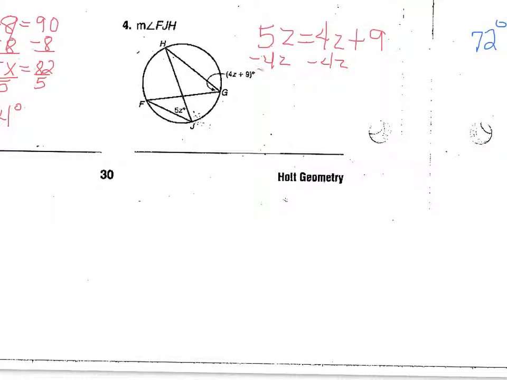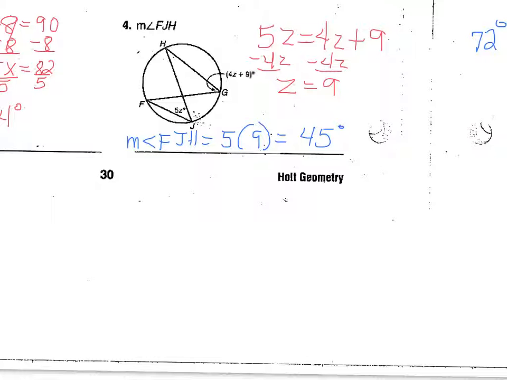We subtract, that is right. So z is equal to 9, but they want the measurement of the angle. The measurement of the angle FJH is 5z, and z is 9, and you're right, Hunter. It's 5 times 9, which is 45 degrees. Questions about 4? So far so good?